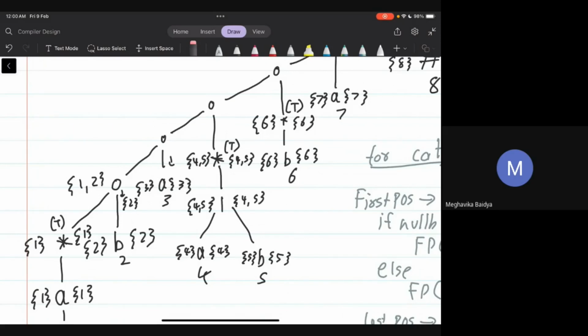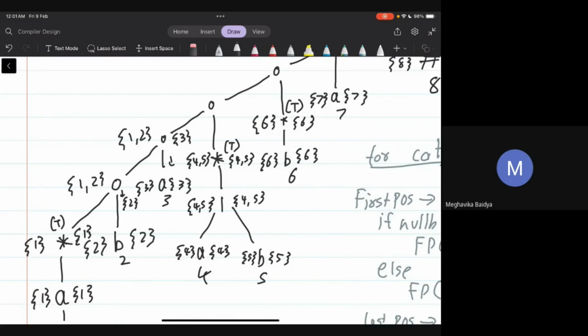So in the case when the nullabilities are false, you just carry what's there, which for this one is the first pos, 1 comma 2, because that's the first pos of C1, and the last pos of this concatenation will be the last pos of C2, which is 3.